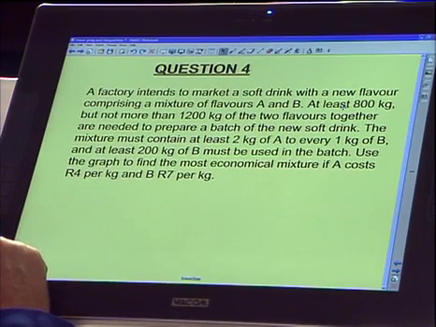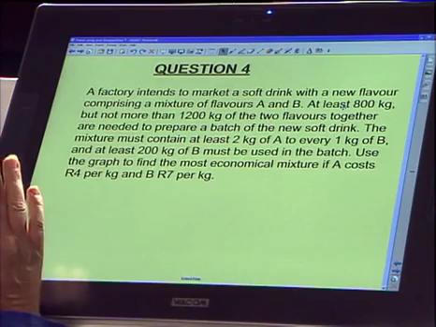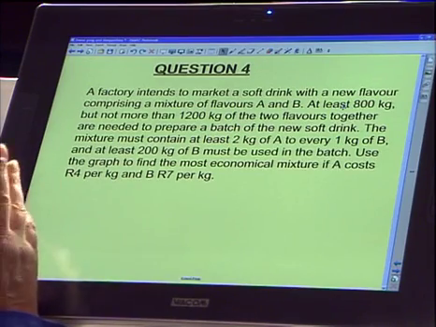And at least 200 kilograms of B must be used in the batch. Use the graph to find the most economical mixture if A costs 4 Rand per kilo and B 7 Rand per kilo. Right, so they haven't told me what must be X and Y, but we might as well let A be X and Y be B. And we need a table. So I'm not going to actually draw up a glamorous one, just a little sketch is good. Let's just stick a table in here.